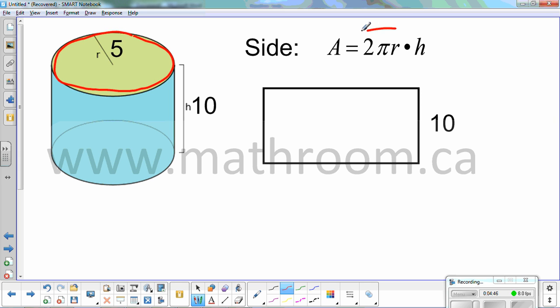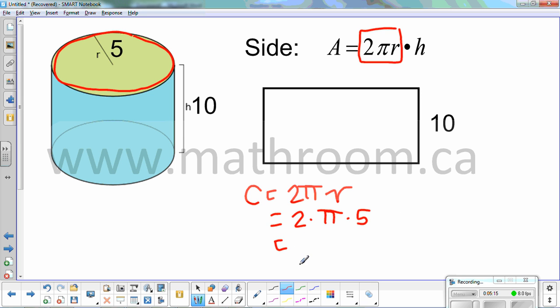The circumference of a circle is found by multiplying 2 by the radius, and then multiplying it by pi. So let's find out what the circumference is. The circumference equals 2 times pi times r. So that equals 2 times pi times 5, which equals 10 times pi.